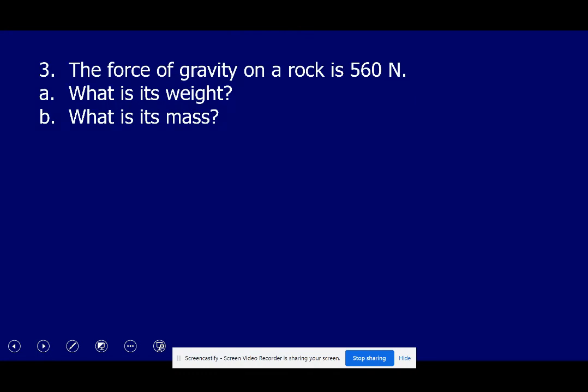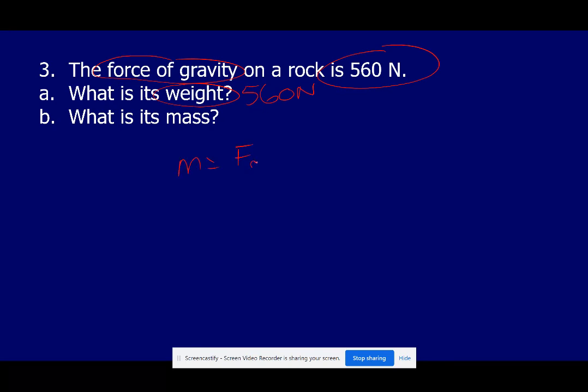Next one, it says the force of gravity on a rock is 560 newtons. What is its weight? What is its mass? I like this. I've used this on a test before just to see who really didn't know what they're doing. Well, the answer to A is 560 newtons. Just yet another test of knowing that force of gravity is weight. And then we can find its mass.